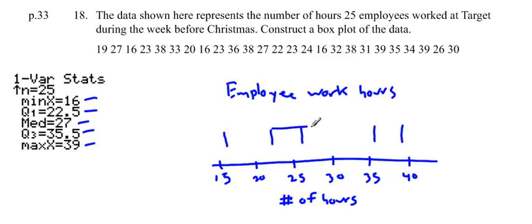Now it's called a box plot because we take our middle 3 segments and make a box out of them. Sometimes this is called a box and whisker plot because we take then the outer segments and connect them in this manner. So our box plot is complete.